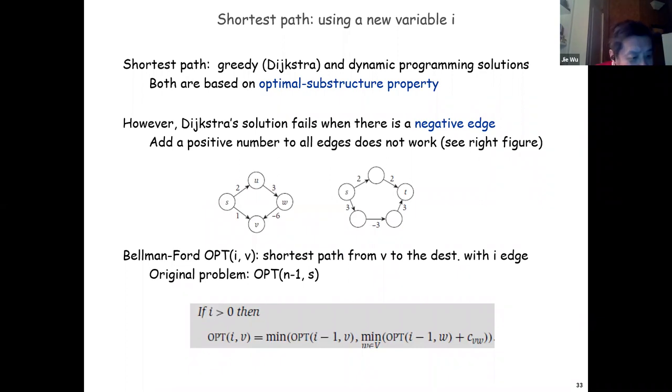Finally, I would briefly discuss something interesting. It's in the book, but it's not in the original set of slides. I just mention that it's important. For many problems, you may have different solutions. Like a shortest path, you can use a greedy solution, Dijkstra. You can also use a dynamic program solution. Both use the concept of the so-called optimal substructure property, which means that the optimal solution depends on the optimal solution for subproblems or substructure.